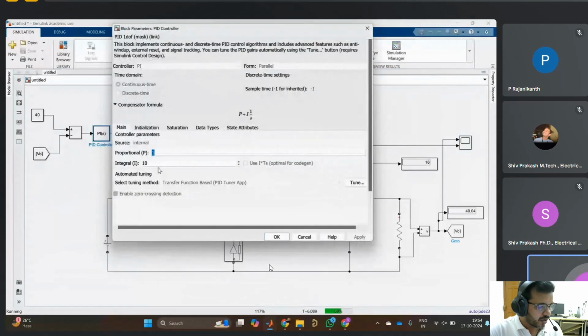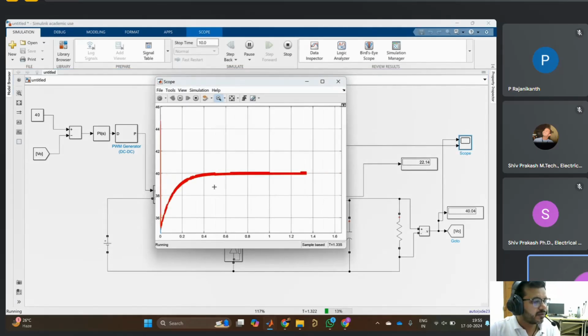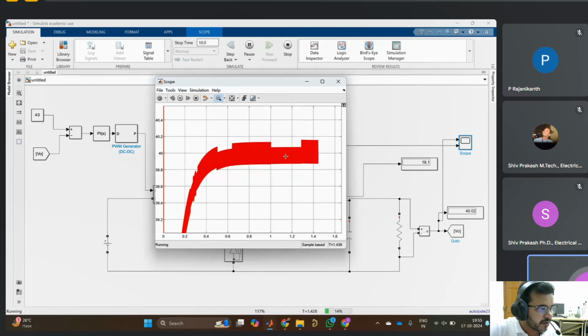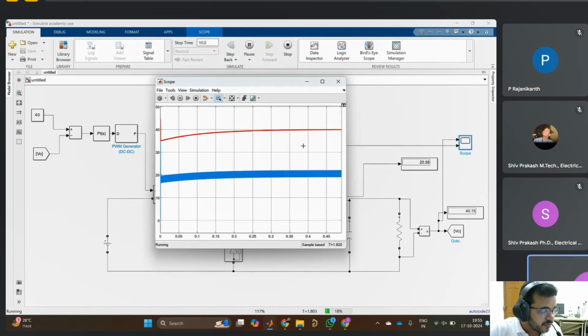So the integral is too high. If you want to decrease this one, you can see that if you decrease the integral value, then you should take some error up there, and if you decrease the kp value, then it takes some delay time to track this one. It will take approximately 0.4 second.